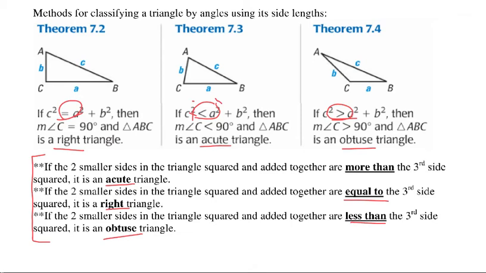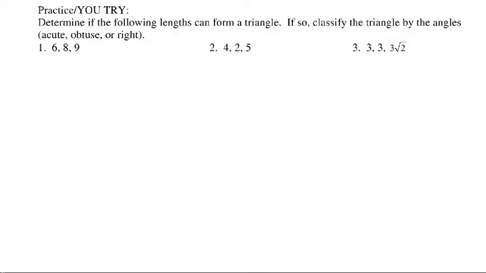So first we need to square the two smaller sides and add them together. So that would be our 6 squared plus 8 squared. This means we get 36 plus 64, and that equals 100.